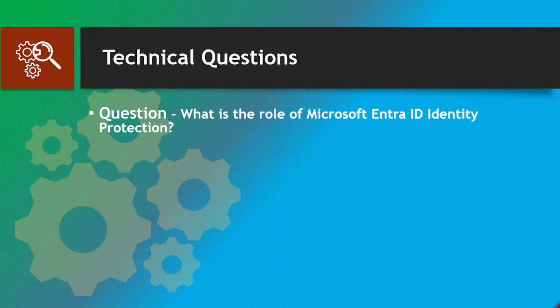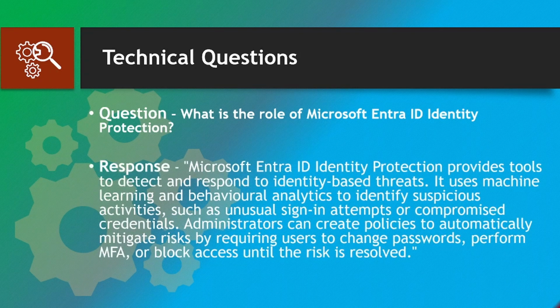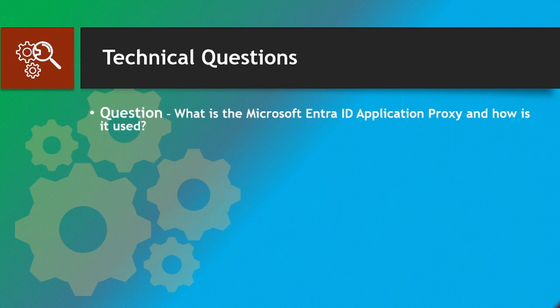Now the next question is, what is the role of Microsoft Entra ID identity protection? Microsoft Entra ID identity protection provides tools to detect and respond to identity-based threats. It uses machine learning and behavioral analytics to identify suspicious activities such as unusual sign-in attempts or compromised credentials. Administrators can create policies to automatically mitigate risk by requiring users to change passwords, perform MFA, or block access until the risk is resolved. So this basically helps in avoiding any unwanted access to the environment and securing the environment. Now, what is Microsoft Entra ID application proxy and how is it used?